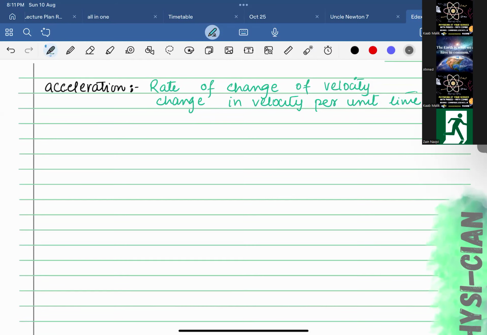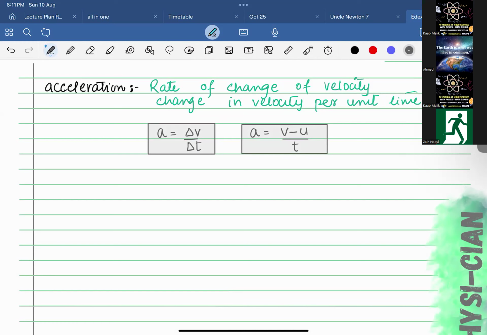The formula is going to be change in velocity over change in time. Or you can write this as V minus U over T, assuming that the initial time is zero, so that's why. And after a certain time, T. So I'm just taking the T as T. The initial time is zero, so I ignored it.